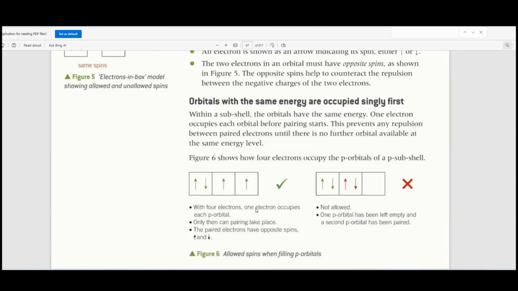With four electrons, yes. So how many electrons can p hold? p can only have six electrons, right? So with four electrons, one electron occupies each p orbital. Only then can pairing take place. The paired electrons have opposite spins. So first, the electron will go into the first, which is px. Then an electron will go into the second, that is py. Then an electron will go into pz. And after that, this down arrow electron will come. So that is how it happens.